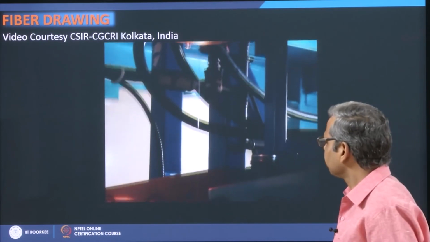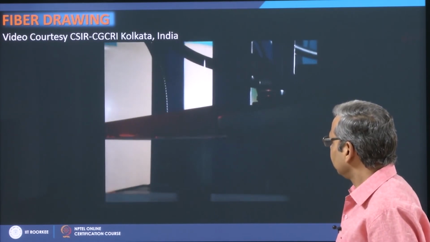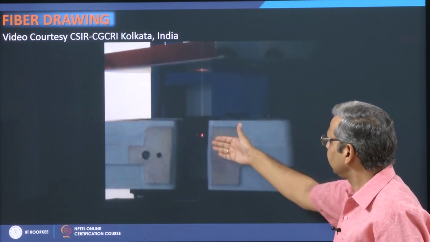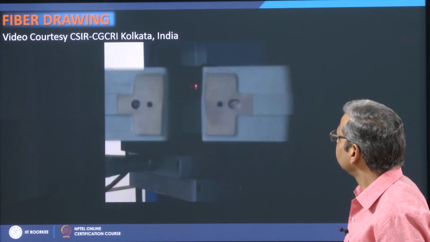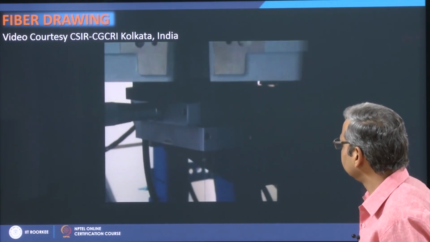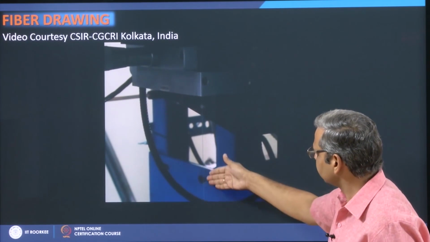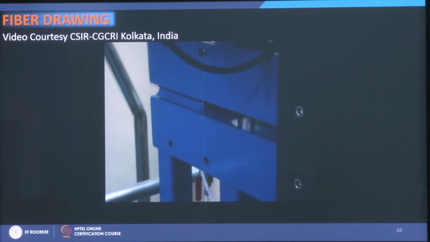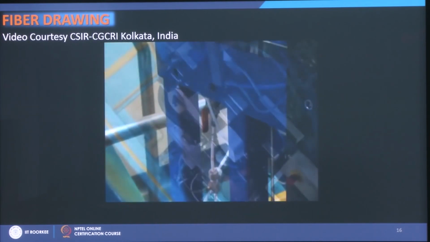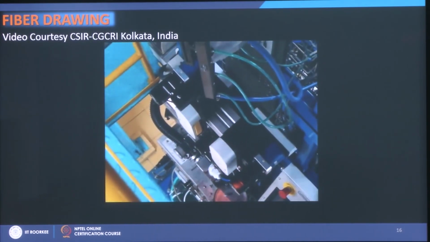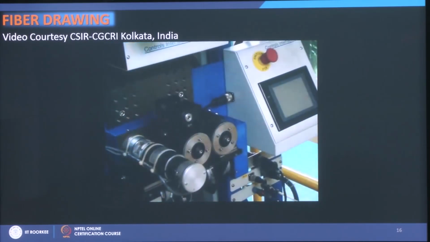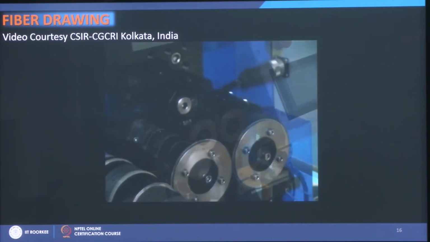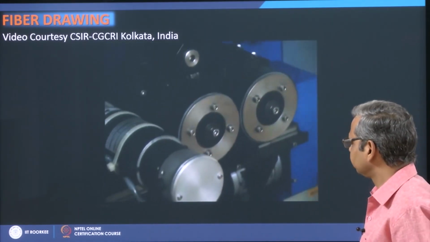Fiber is drawn from the preform using a fiber draw tower, and this fiber then can be used to make telecom fiber cables, patch cords or fiber bundles. A fiber bundle can be incoherent or coherent. A coherent bundle is used to transmit images and an incoherent bundle is used for illumination and image coding. Thank you.